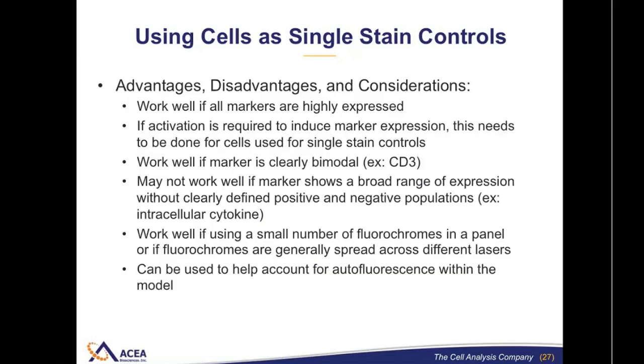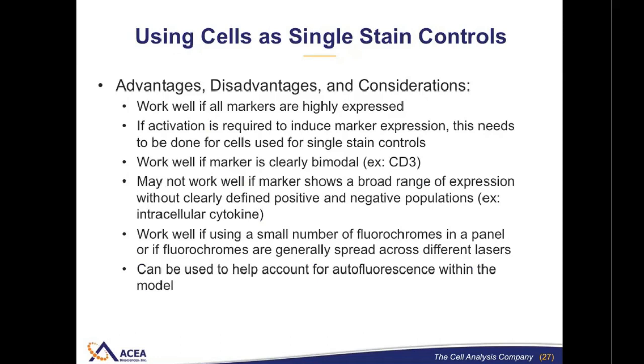Next, we'll consider using cells to create single chain controls. Cells work well if all the markers are highly expressed, especially if they show a bimodal distribution with that clear positive or negative signal. Cells are great if you are using a smaller number of fluorochromes in your panel, or if your fluorochromes are generally spread out across distinct lasers.